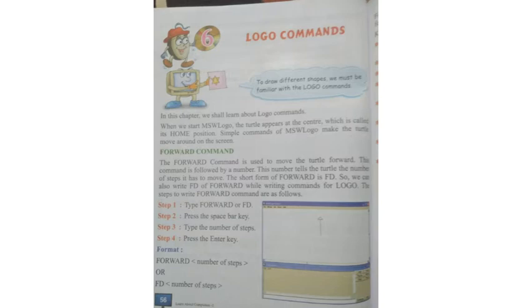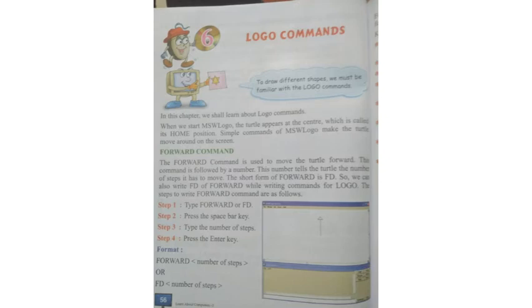So to work on this logo, we have certain commands like FD, the forward command. The forward command is used to move the turtle forward. If we want to move the turtle forward, we have to use the forward command. Using the forward command, the steps are: Step 1, type forward or FD. Press the space bar. Type the number of steps, then press enter.